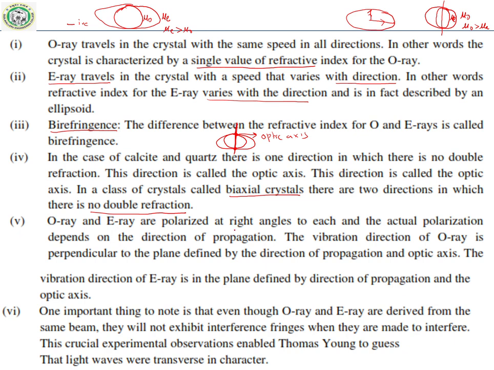The ordinary ray and extraordinary ray are polarized at right angles to each other, and their actual polarization depends on the direction of propagation. One important thing to note is that even though the ordinary ray and extraordinary ray are derived from the same beam, they will not exhibit interference when they are made to interfere. This crucial experimental observation enabled Thomas Young to guess that light waves were transverse in nature. So this double refraction experiment especially proved that light is a transverse wave.